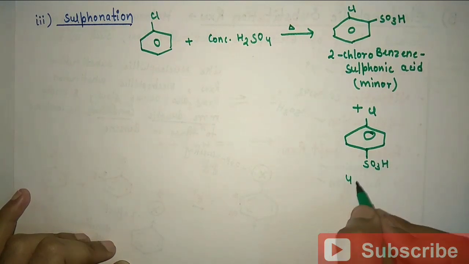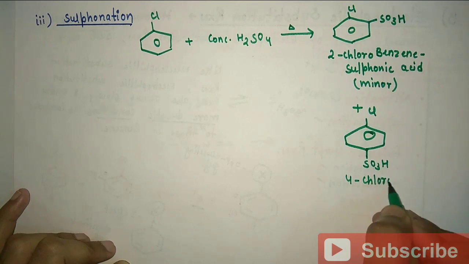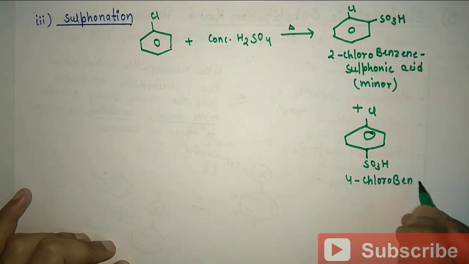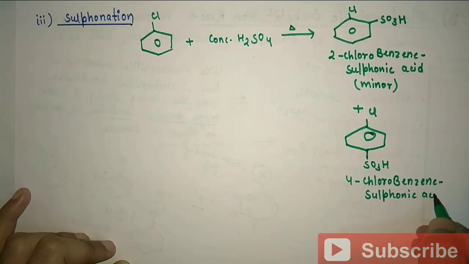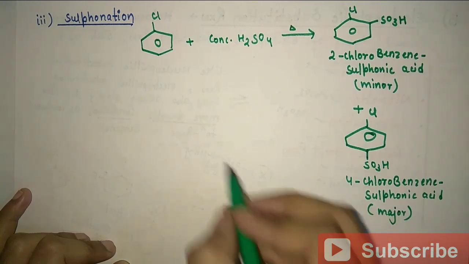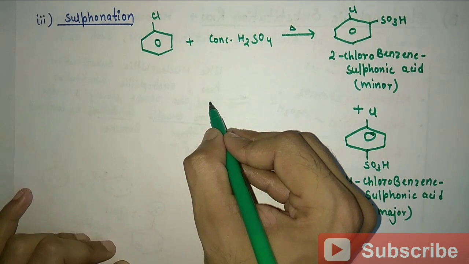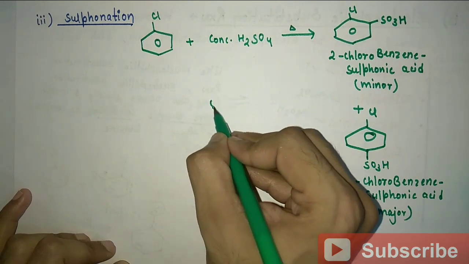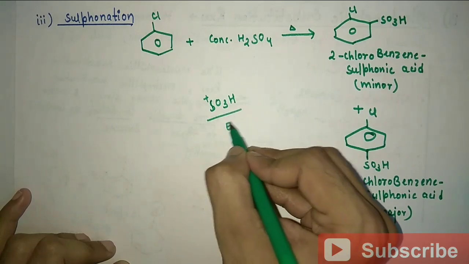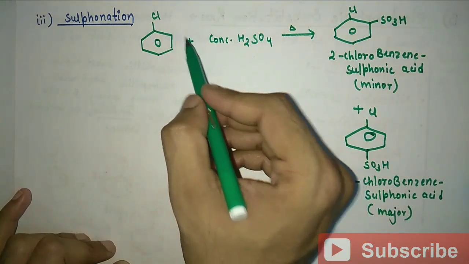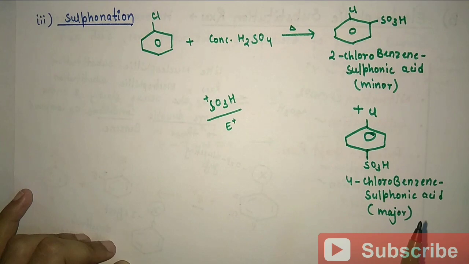This is known as 4-chlorobenzene sulfonic acid. This one is our major product. In this case the electrophile will be SO3H positive. This is the electrophile which attacks at ortho or para position. This is the case of sulfonation.